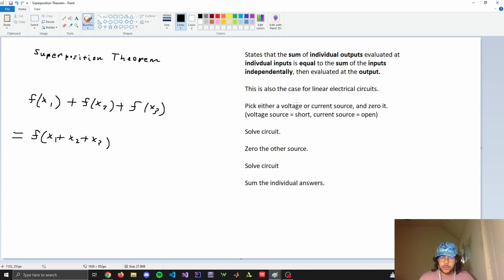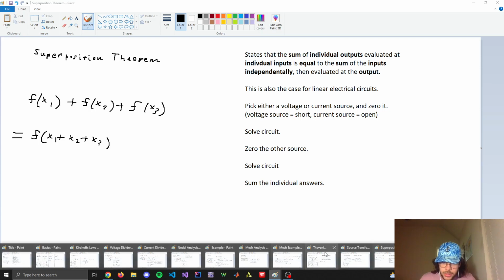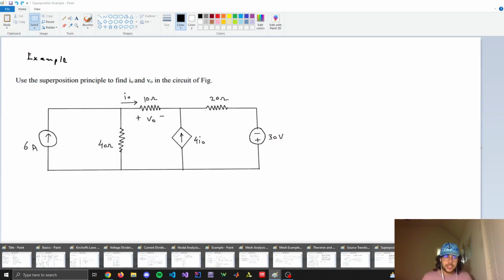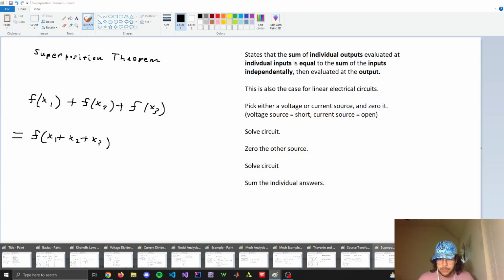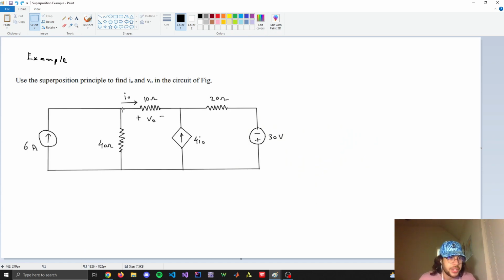So first you pick either a voltage source or current source to zero. What I mean by zero it is a voltage source becomes a short because voltage does not drop across a short circuit, and a current source, you open it because current can't flow in an open circuit. So it's almost like two little processes rather than one really big one. It's like breaking it apart. So let's look at an example.